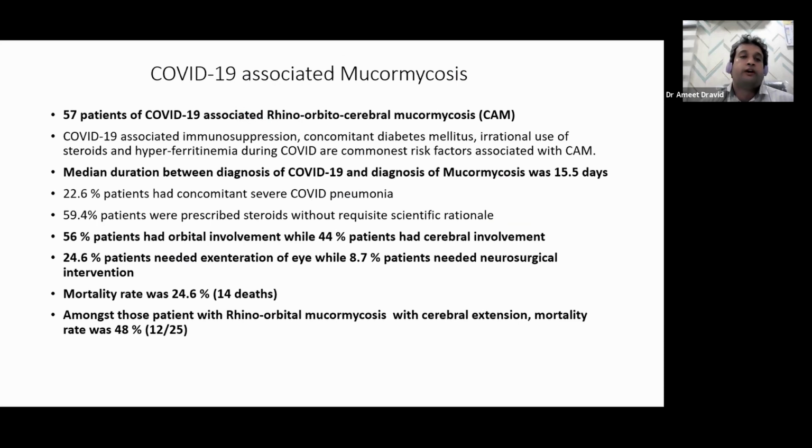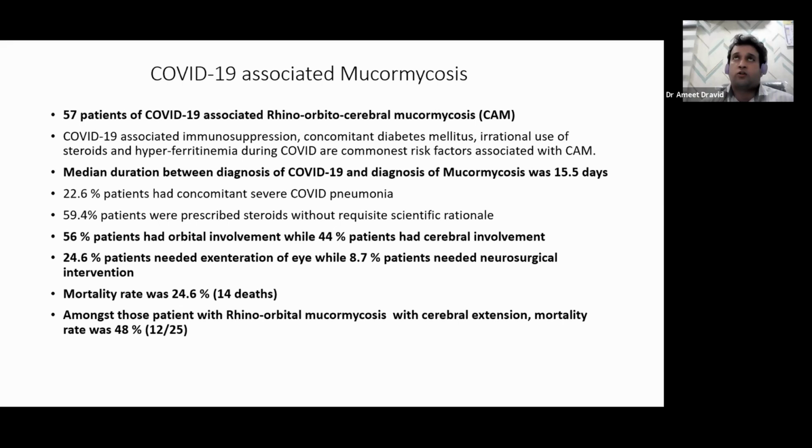We believe COVID-19 associated immunosuppression, concomitant diabetes mellitus, irrational use of steroids for mild and asymptomatic COVID disease, and hyperferritinemia during COVID are common risk factors why India is seeing such a big epidemic of rhino-orbitocerebral mucormycosis. Median duration between diagnosis of COVID-19 and diagnosis of mucormycosis was 15 days in our hospital.